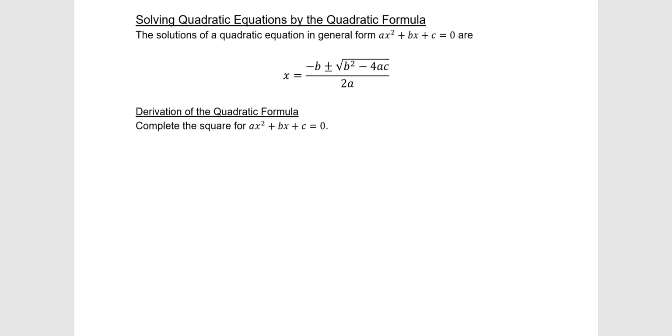Okay, so this brings us to the last way that we're going to be solving quadratic equations, and this is going to be the quadratic formula. So make sure you have this formula memorized going forward.